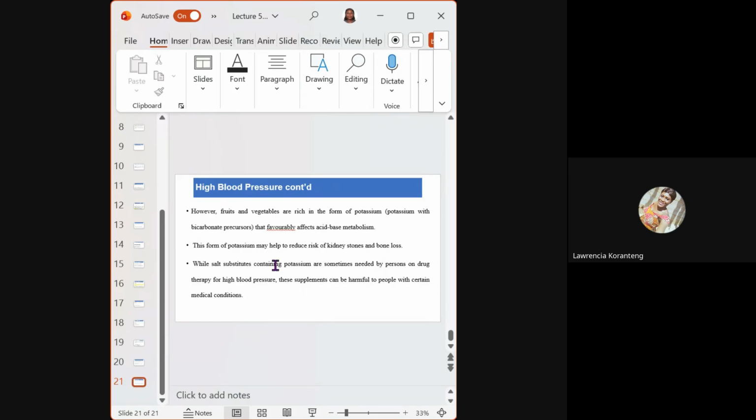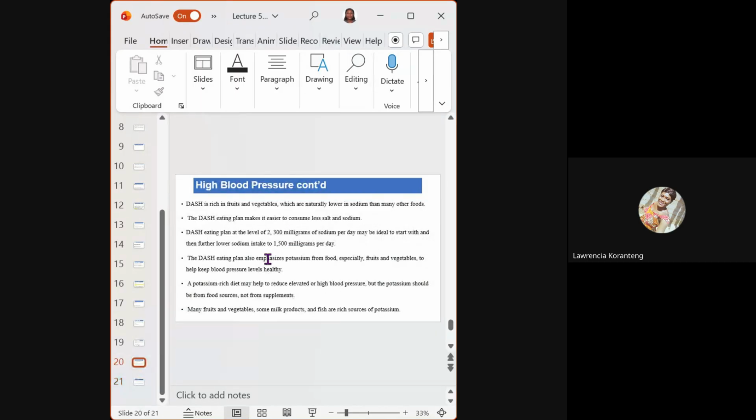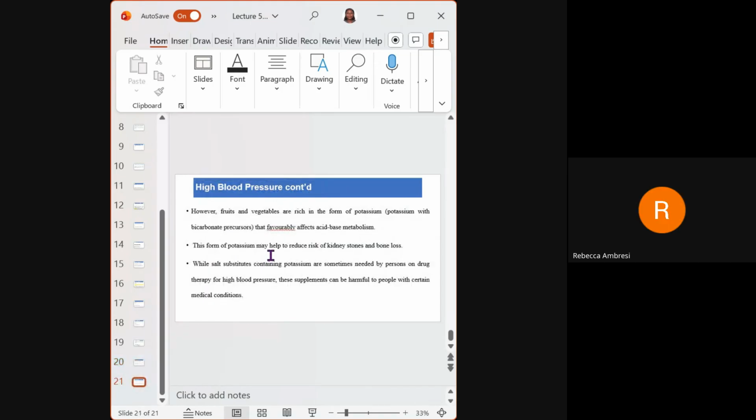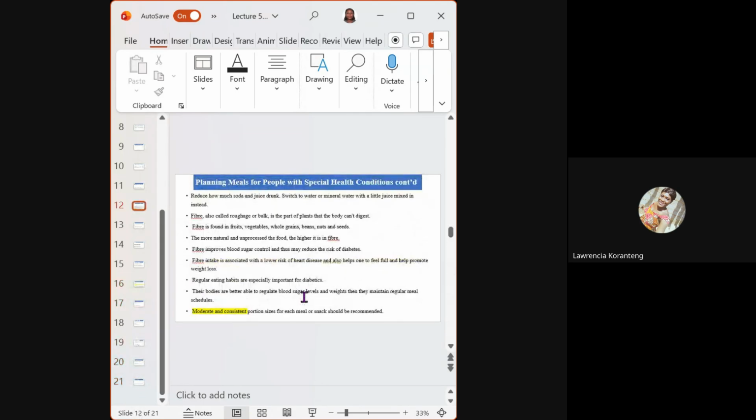So they're saying that eat fruits and vegetables a lot, especially the ones that contain potassium. Which fruits contains a lot of potassium? Common fruit that has a lot of potassium in it that you know. Madam, please, banana. Banana, good. Good. Coconut is there. Banana is good. So we are saying that the form of potassium may help reduce the risk of kidney stones and bone loss, while salt substitutes containing potassium are sometimes needed by a person on drug therapy and other stuff. So this is what we need to know about diabetes and hypertension.